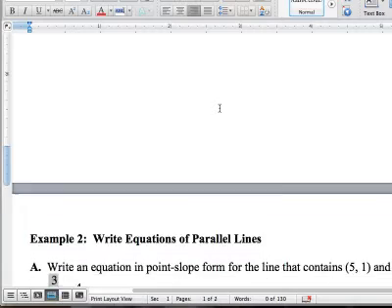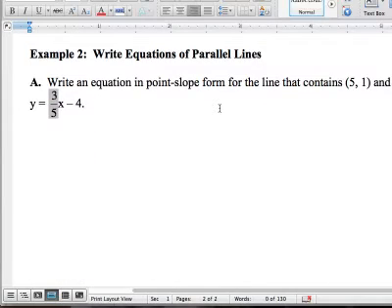All right. Example 2. We're going to write an equation of a line. We did a lot of that already. But this time we're going to write an equation of a line in point-slope form for a line that contains the point (5, 1) and is parallel, here's your key word, and is parallel to this line right here, y equals 3/5 x minus 4.